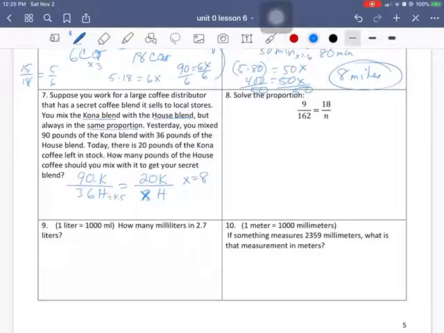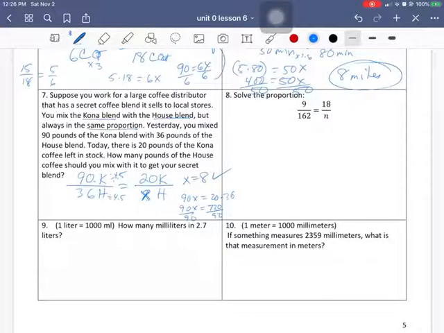Let's check by cross multiplication. We have 90x equals 20 times 36. I'm just checking all my numbers here to make sure I didn't make a mistake. 90x equals 720, divided by 90. Hopefully that's an 8, right? Yep. Okay, so either way.